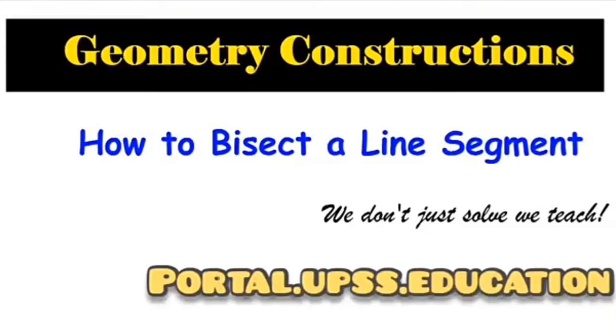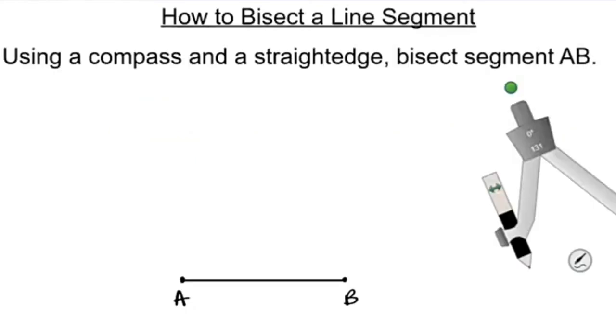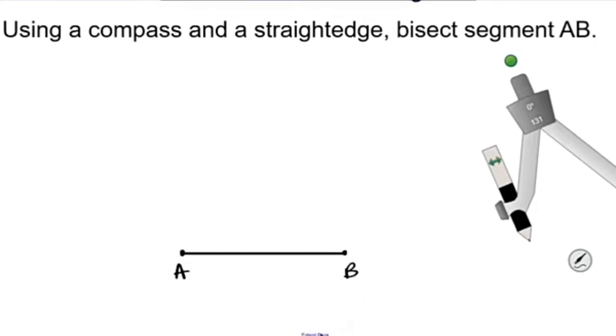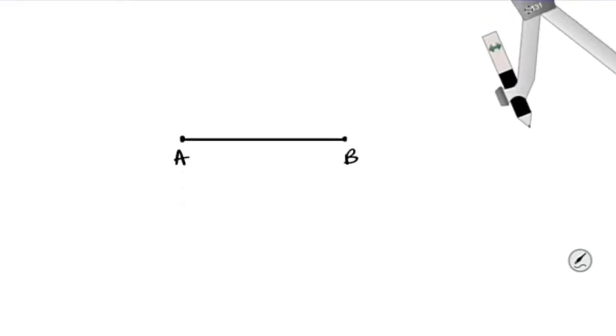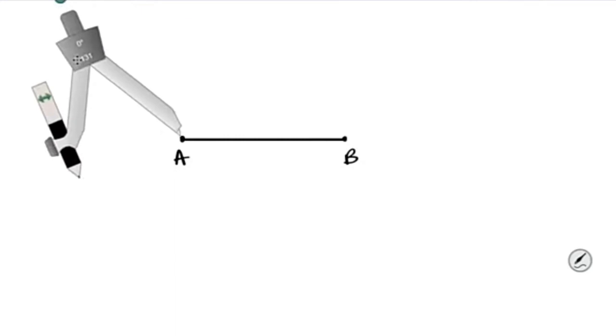Bisecting a line segment. When you have a line segment, how do you bisect it? How do you divide it into two equal parts? Using a compass and a straight edge, you bisect segment AB. So you have the line AB and you are asked to divide it or to bisect it into two equal parts. So as usual, you take the tip of your compass to point A.